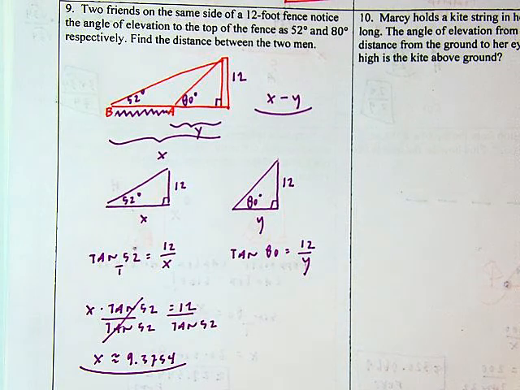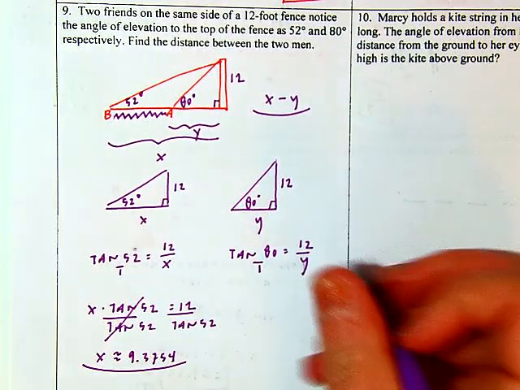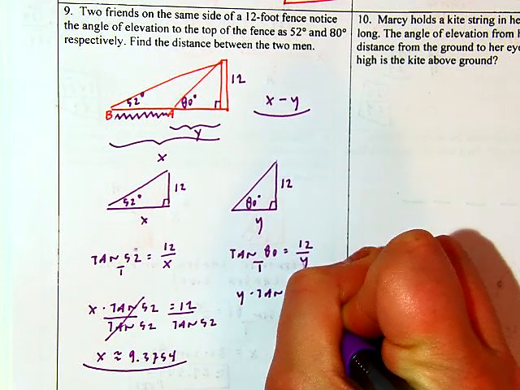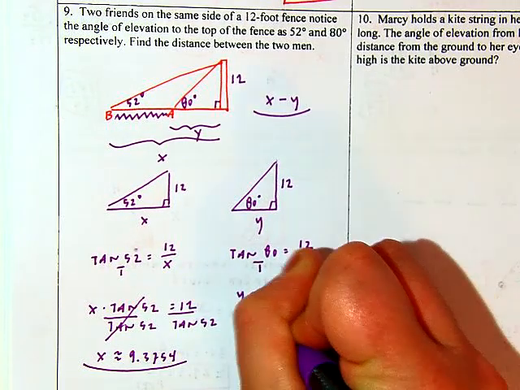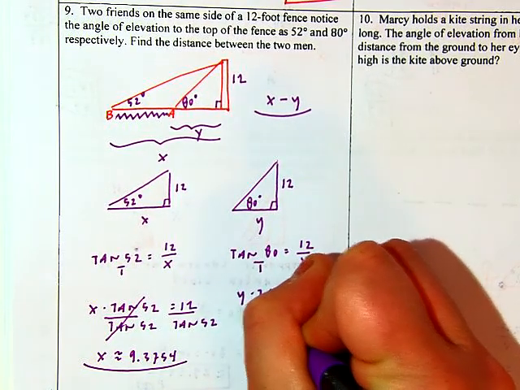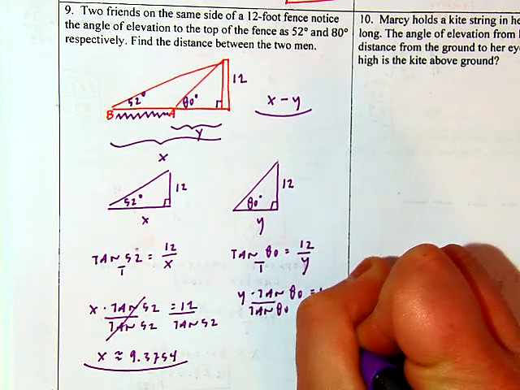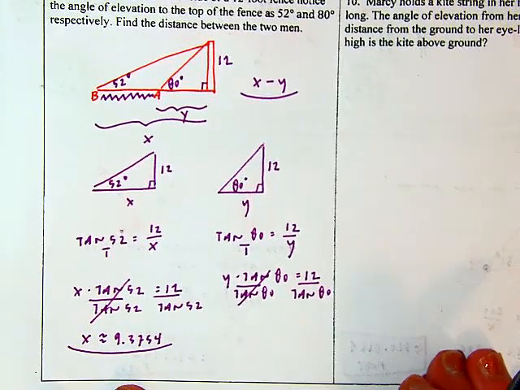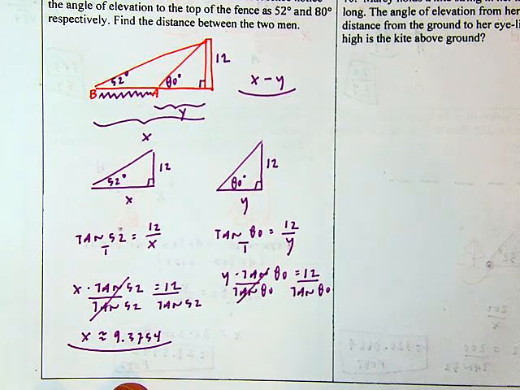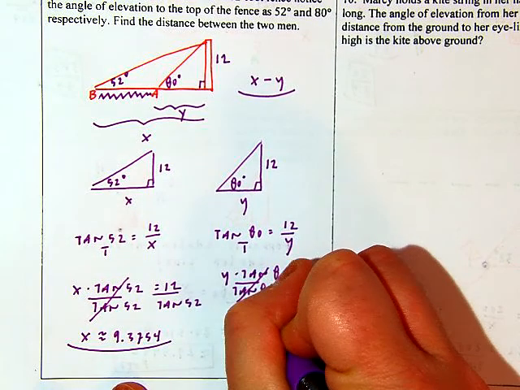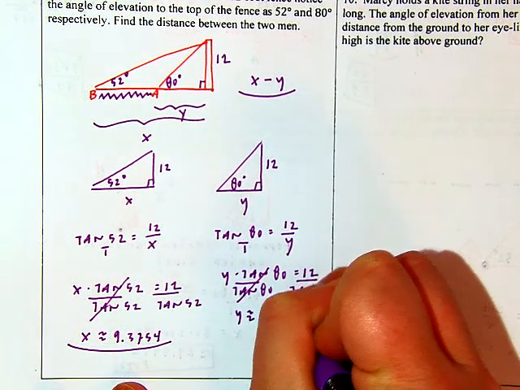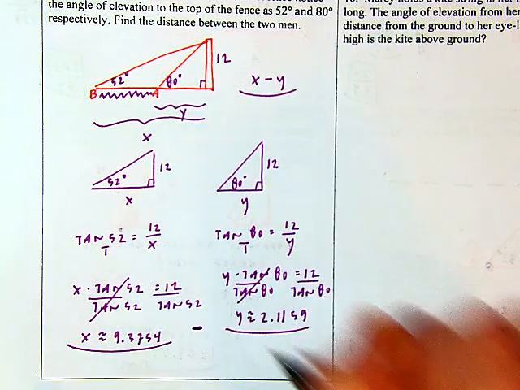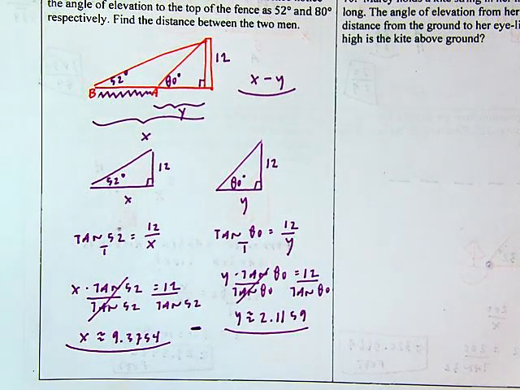So here again, visualize it as a proportion, cross multiply. So y times tangent 80 equals 12. Divide away the tangent 80. Okay, when I divide 12 divided by tangent 80, that gets me y is about 2.1159. So remember that overall, we are taking the difference between the two.